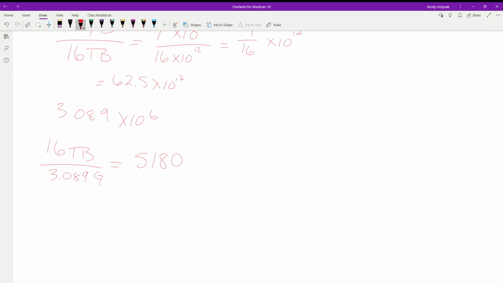Not quite that much. I think you missed a power in there. But basically, what it ends up being is storing the 3 billion base pairs on a hard drive. You could store 5,180 people's information on one hard drive.